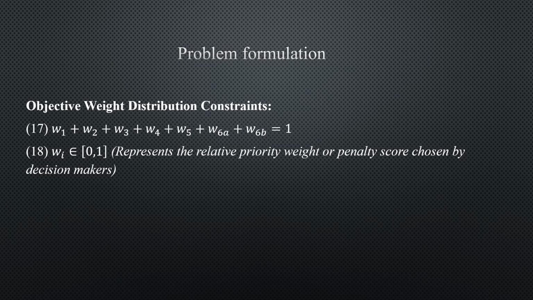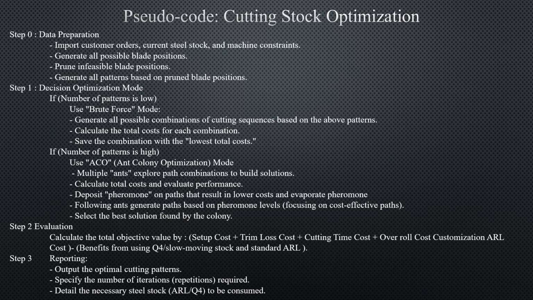On this slide, it is the objective weight distribution constraint. Equation number 17 and 18 mean the total weight must equal 1 and the range of weight is between 0 and 1. On this slide, it shows pseudocode for cutting stock optimization.